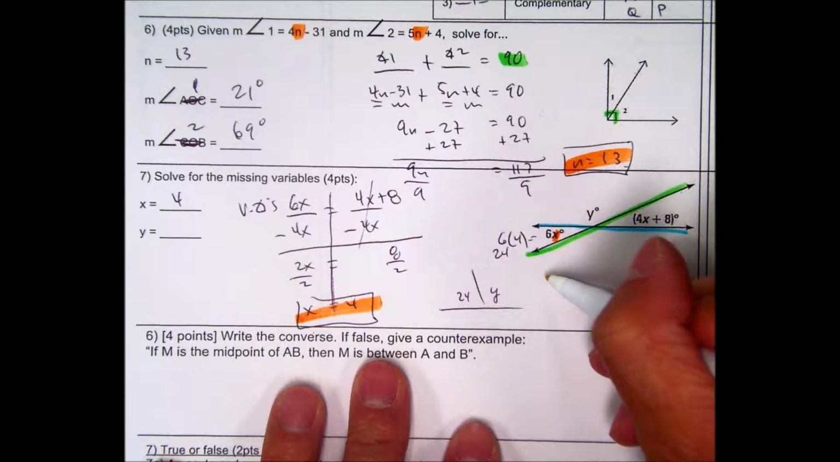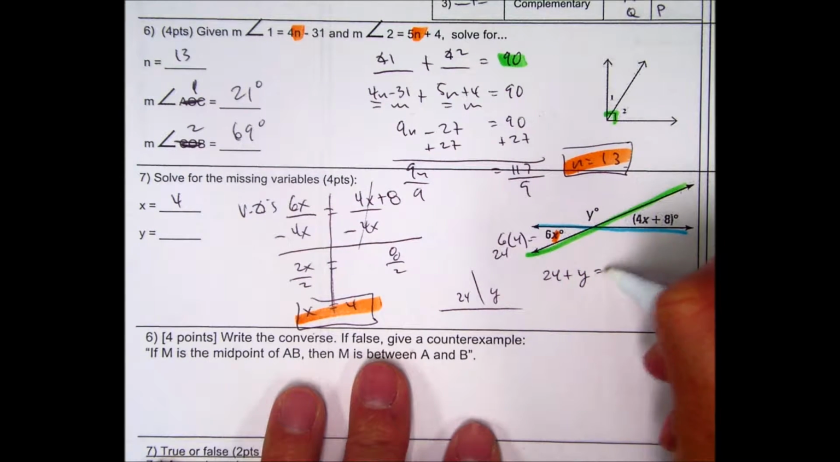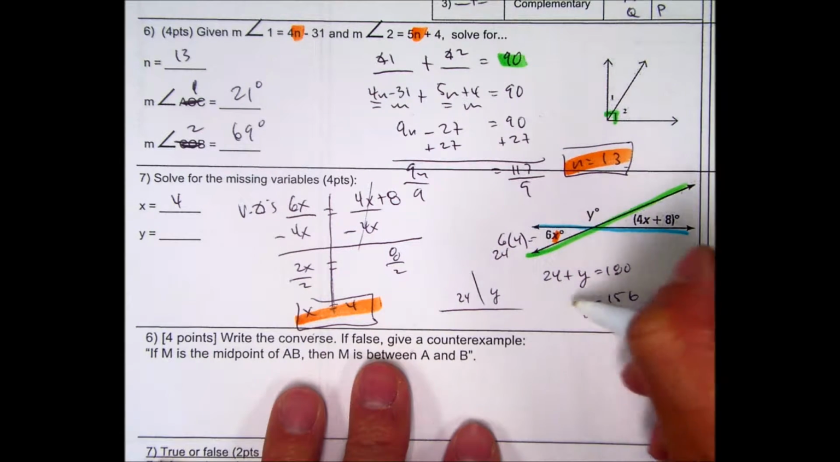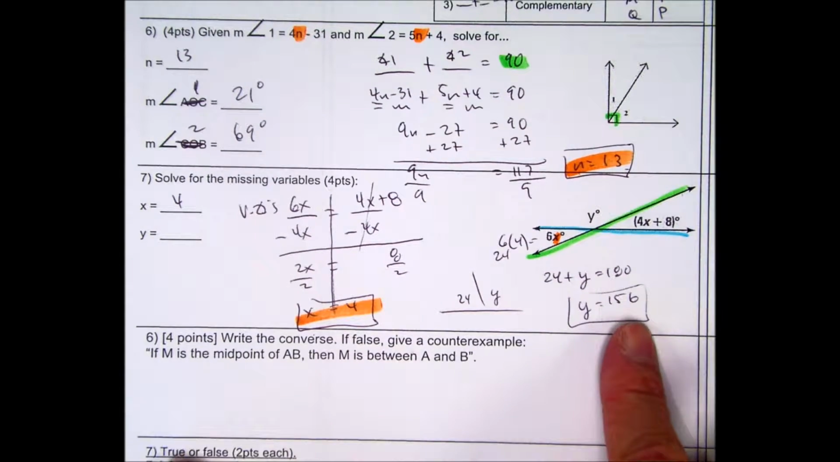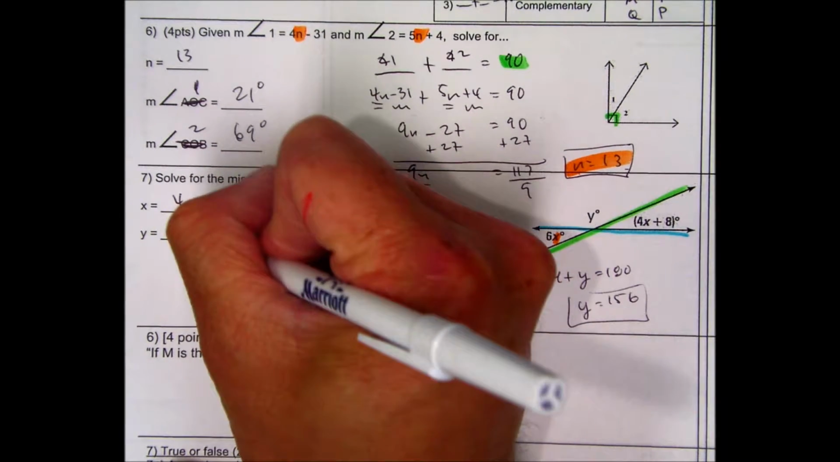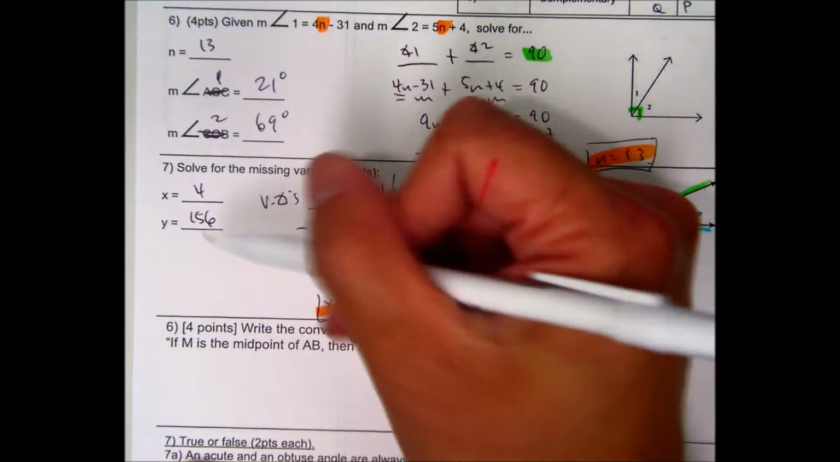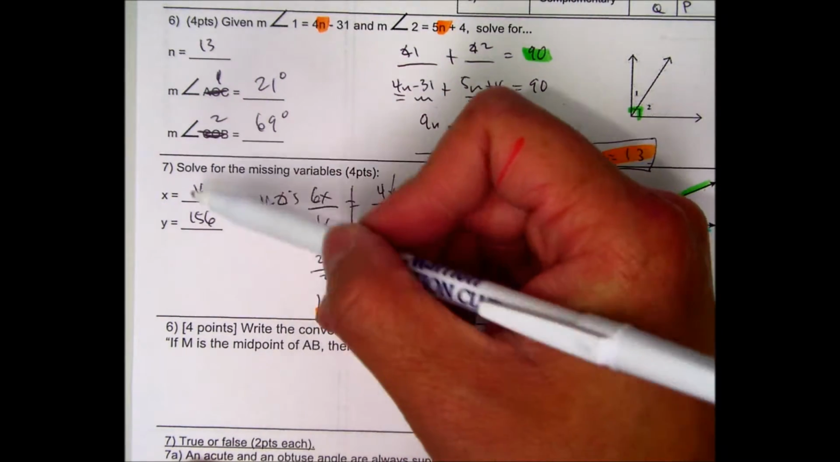So that's a linear pair. 24 plus y equals 180. Subtract 24 from both sides, and you will get 156. Y is equal to 156. Now, these numbers should not add up to 180 because they represent variables.